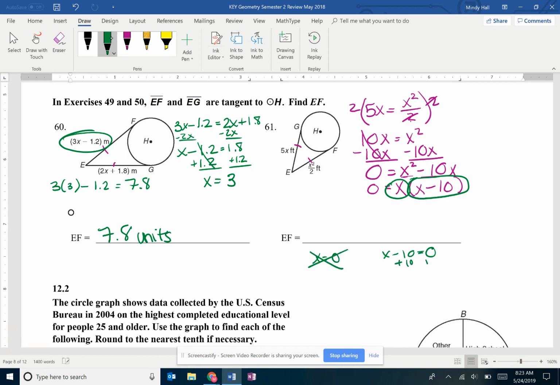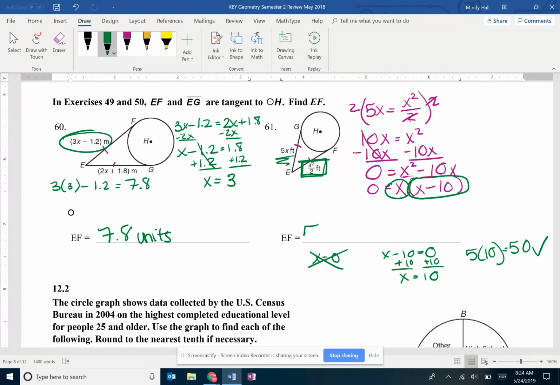With this one, I'm going to add 10 to both sides, and that gives me x equals 10. Well, that's a number I can plug in. So this is one of the times where even though they want EF, and even though technically you should plug into the x squared over 2, these things are equal. And it's much, much easier to just plug into 5x. 5 times 10 is 50.